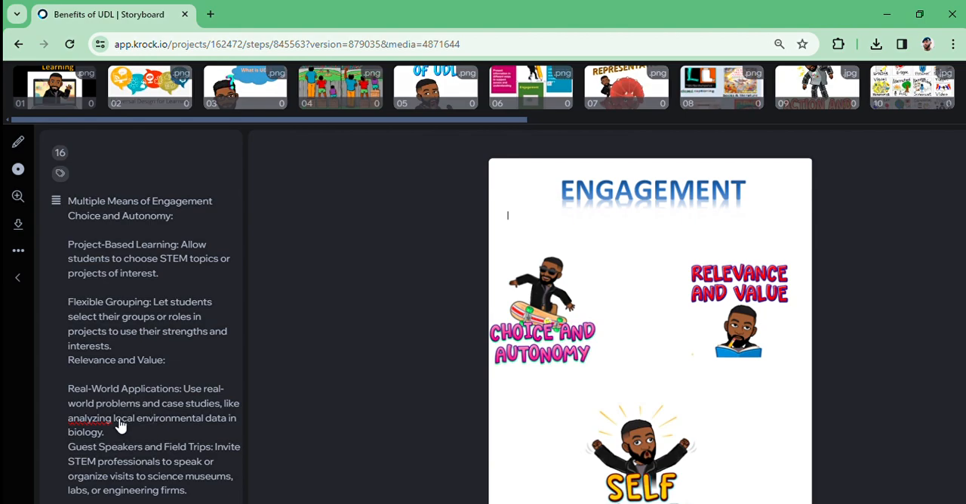So we have to make sure that to keep the students engaged, we attach some level of relevance, and we may also use guest speakers in a particular field to allow the students to see the use of it, since it's related. So we may have STEM professionals come to speak about the particular concept.